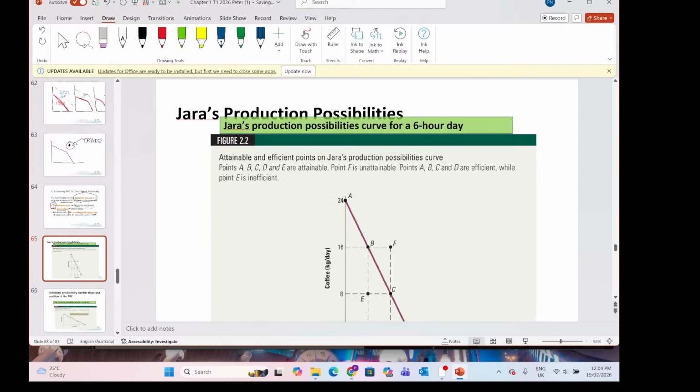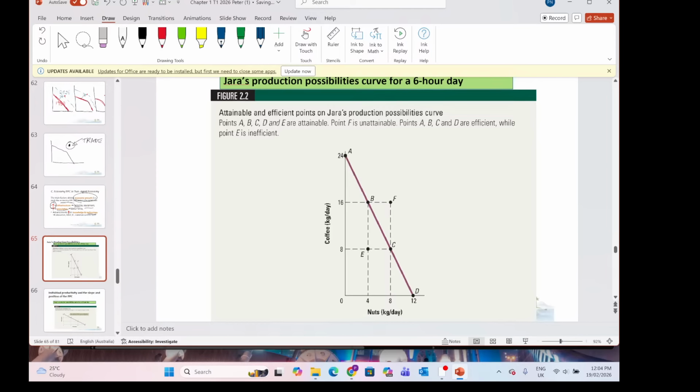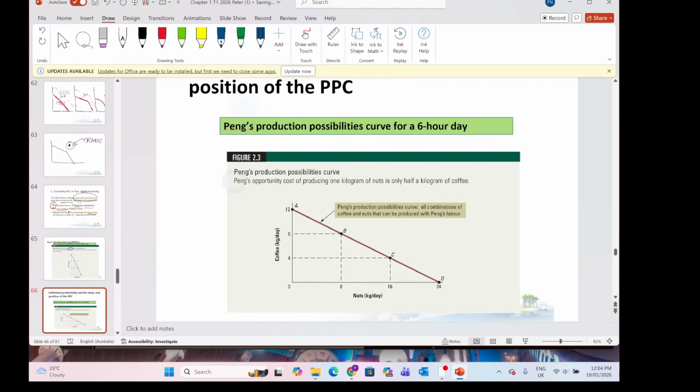So I'm going to do a simple illustration with you here. I've taken these two slides from another textbook, but I think they illustrate the point quite well. We have two producers. These producers are not Leo and Alberto. These two producers are Jara and the other guy is Peng. And the two products are not bananas and rabbits.